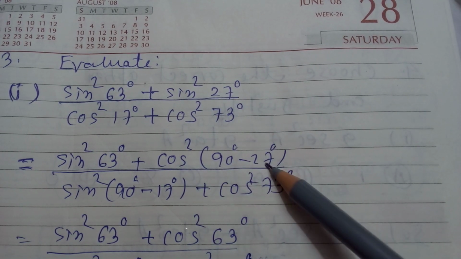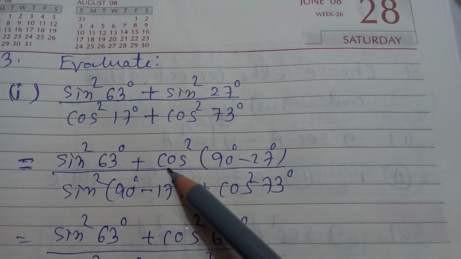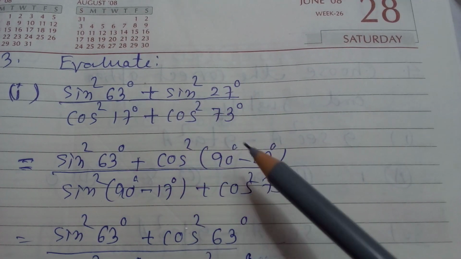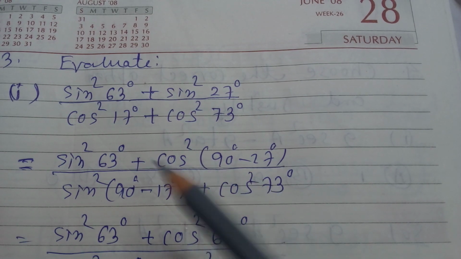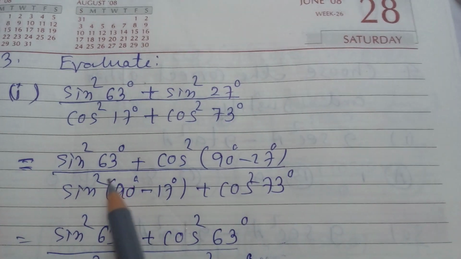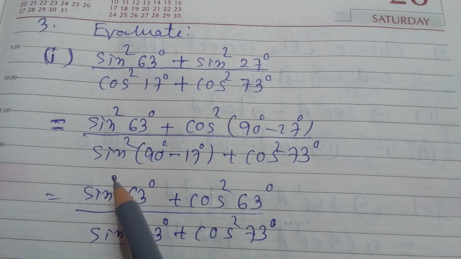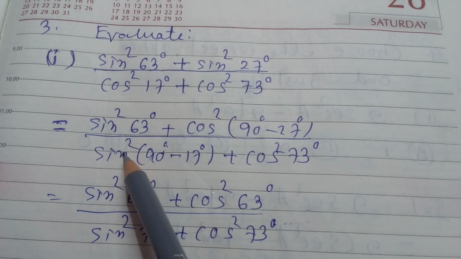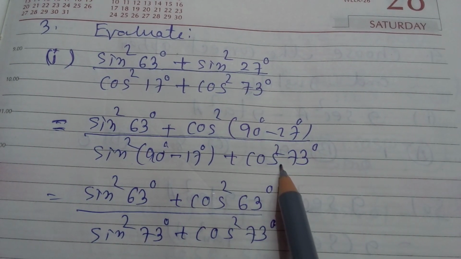Now 90 minus 27, this formula we have applied here: sin theta equal to cos 90 minus theta. That is, sin square theta equal to cos square 90 minus theta. So I have written here cos square 90 minus 27. And here also I have changed cos square 17 degree equal to sin square 90 minus 17 degree. That is cos square theta equal to sin square 90 minus theta. I have applied that, and the rest remains unchanged.